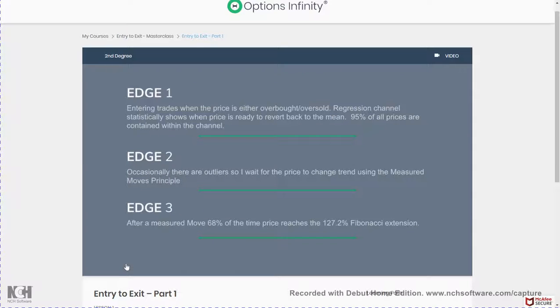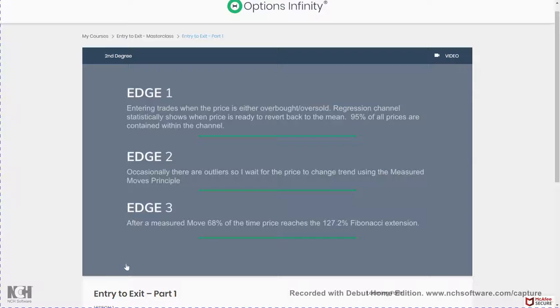Edge number one is entering trades when the price is either overbought or oversold. With the regression channel, it statistically shows us when the price is ready to revert back to the mean, with 95% of all prices contained within the channel. That is the first edge we have working for us.